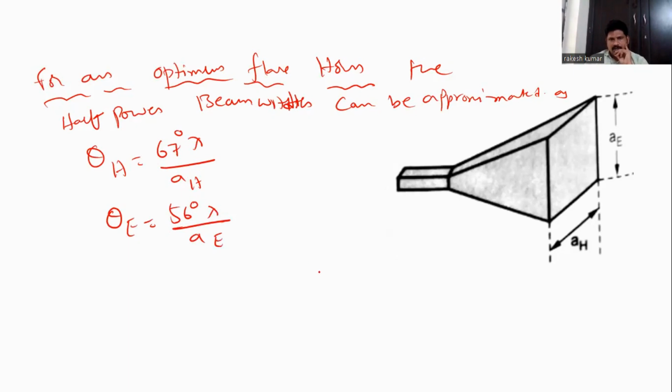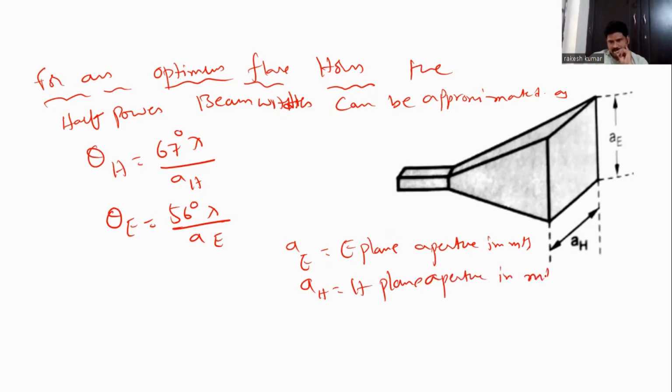What is this AE and AH? AE is the E plane aperture in meters. AH is the H plane aperture in meters.